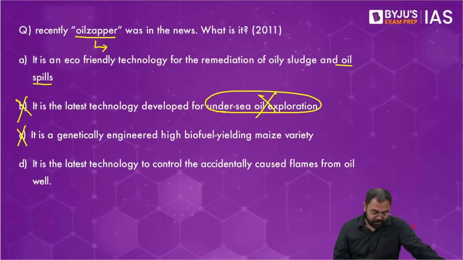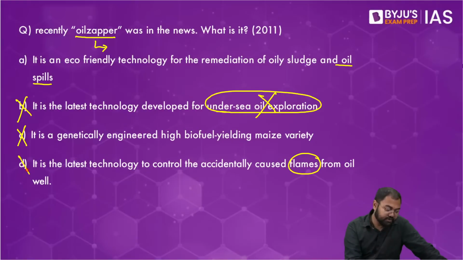Sorry. It is the latest technology to control the accidentally caused flames. It's not about the flames, it's just about the oil spills, right? So that's why D can't be the correct answer. Correct answer is A. It's a very simple question.